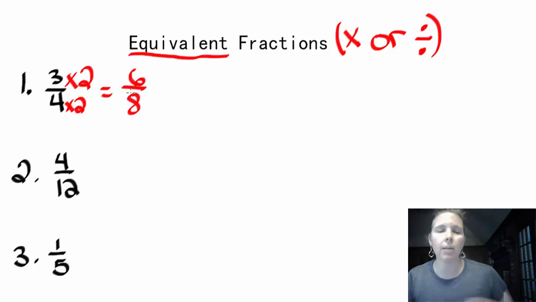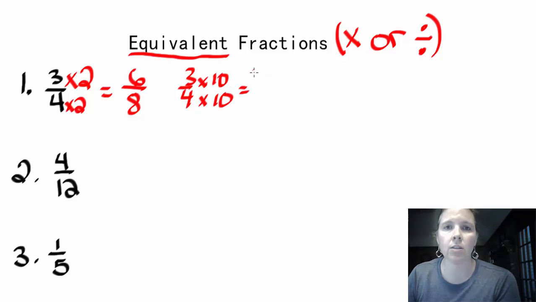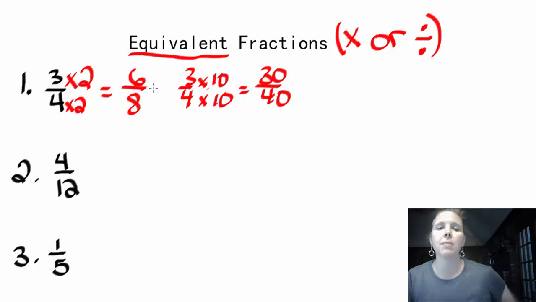6/8, if you cut a pie into 8 pieces and eat 6 of them, that's the same as if you cut it into 4 pieces and eat 3 of them. It's the exact same thing. Okay, and you can multiply it by anything you want. You could do 3/4 times 10 if you wanted. Then it would be 30/40. It's the exact same thing. You have to know that those are the exact same thing.